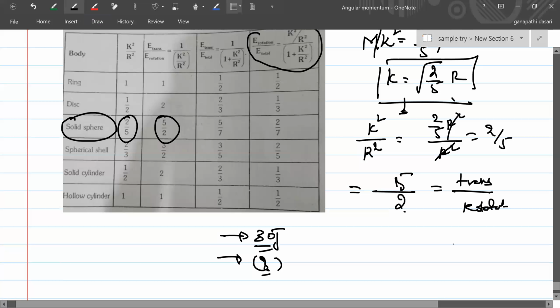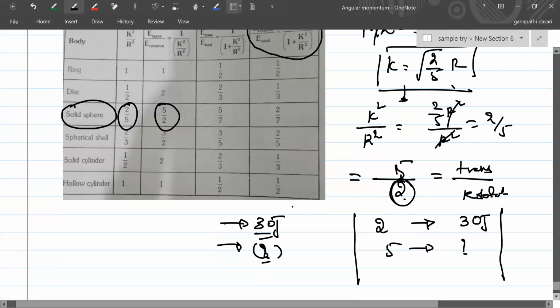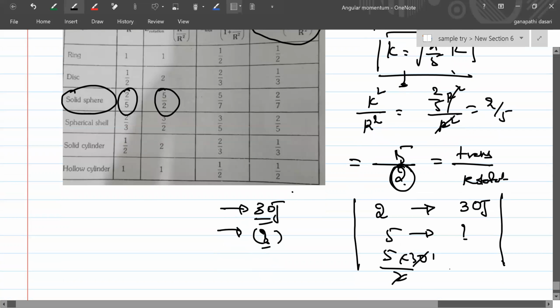You consider it like this. There are many other ways of solving. If you consider the denominator, that is 2. For two parts, what is the amount of kinetic energy? The question asks, what did I give? Rotational I gave, right? For two parts, that is 30 joules. For 5 parts, how much will be the answer? 5 into 30 by 2. 5 15s are how much? 75 joules.